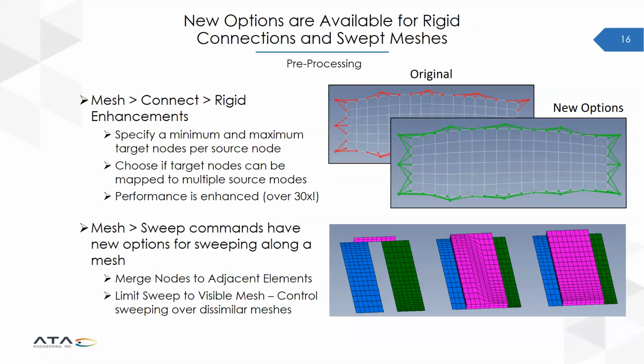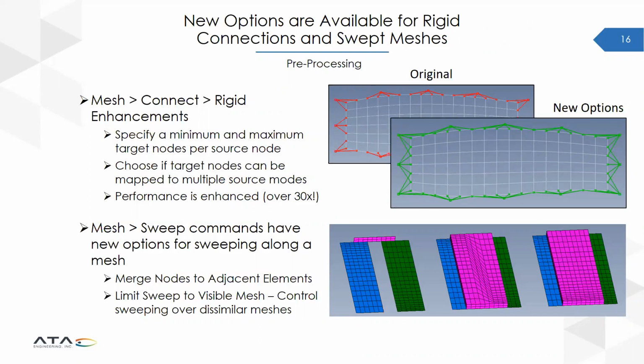In addition, there are some updates for rigid connections and swept meshes. So for the mesh connect rigid command, you can now specify minimum and maximum target nodes per source node. And in addition to that, you can choose if target nodes can be mapped to multiple source nodes. So we have an example here on the right, the red, these are RBE3s in this case.